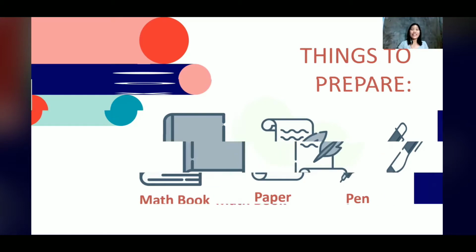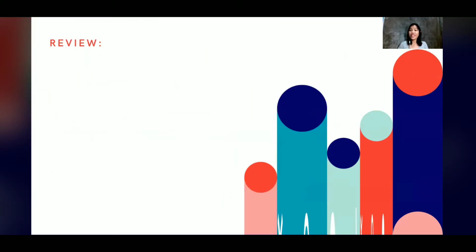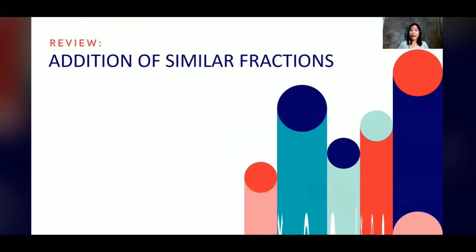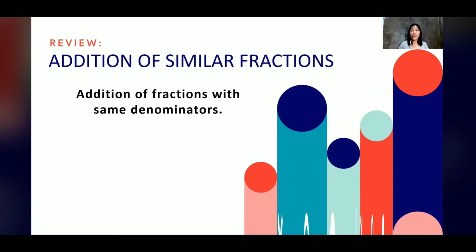Alright, let us now start with a simple review of what we have discussed last meeting. Can you now recall what was it all about? Good recall. Our topic last meeting was about addition of similar fractions. And when we say addition of similar fractions, what is it? Your answer is correct. This is where we put fractions with same denominators together. And last time we talked about adding 3 kinds of fractions, and those are?